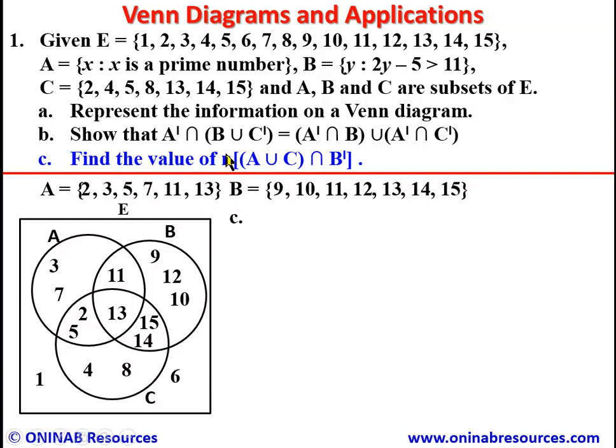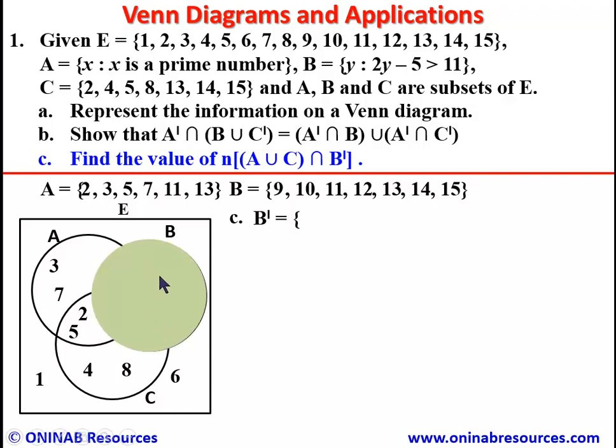For C, we have to find the value of n of, that is the number of elements contained in this set we are going to form. So we need a B prime here. To get our B prime, again, all those elements outside the circle of B constitute the elements of B prime. So we close B. So we now have 1, 2, 3, 4, 5, 6, 7, and 8. So these are the elements for B prime.